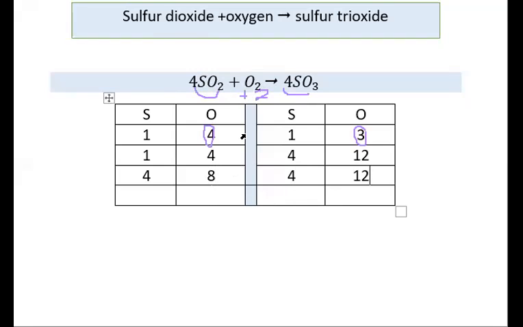So what do I need to do? Am I balanced? No, I'm not balanced. I still need to bring 8 to 12. What can I put in front of O here? 8 plus what gives me 12? So if I say 8 plus 4, exactly, guys. So if I put a 2 before oxygen, it's going to give me 4. Am I right? So if I put the 2 before oxygen, I would say 2 times 2, which gives me 4. And 4 oxygens on this side plus 8 oxygens on this side gives me 12 oxygens altogether.